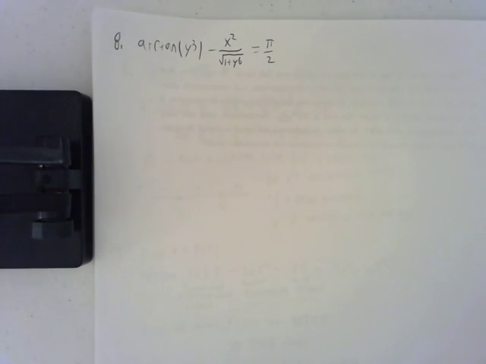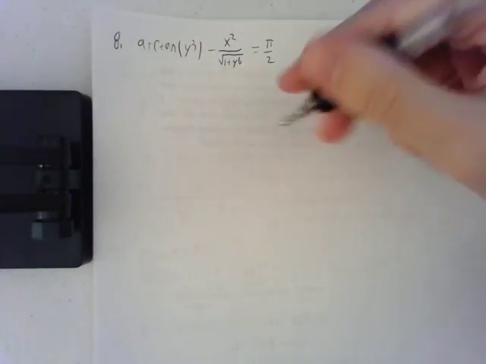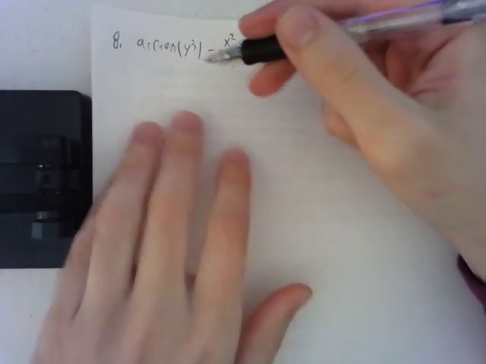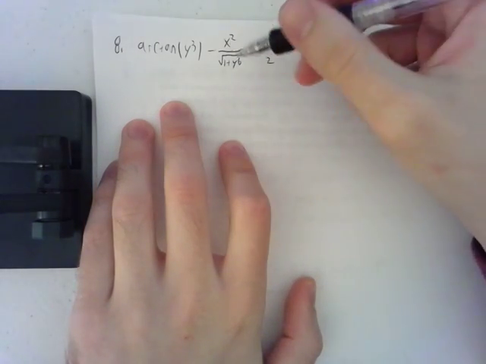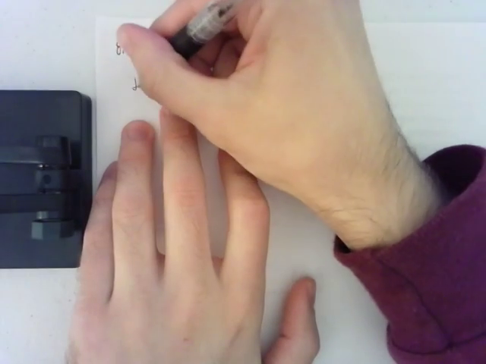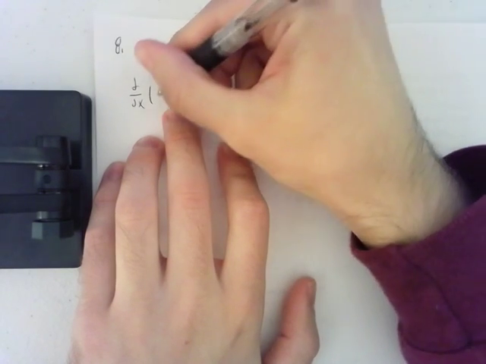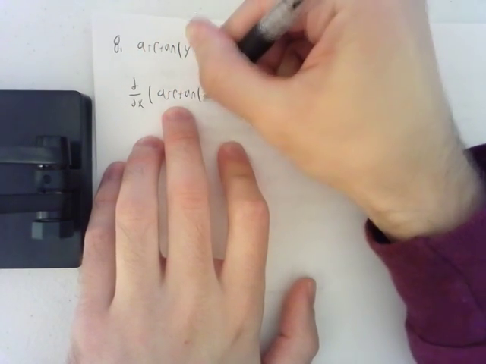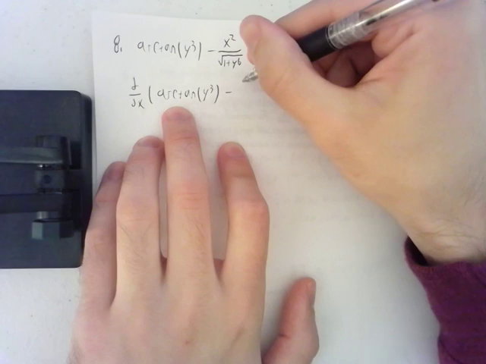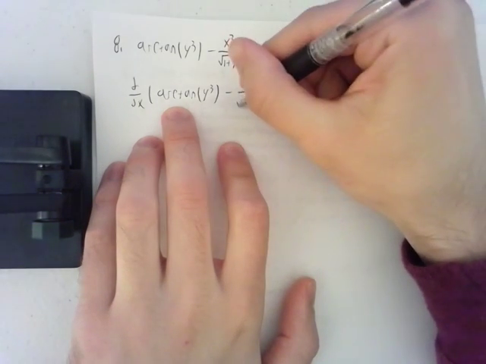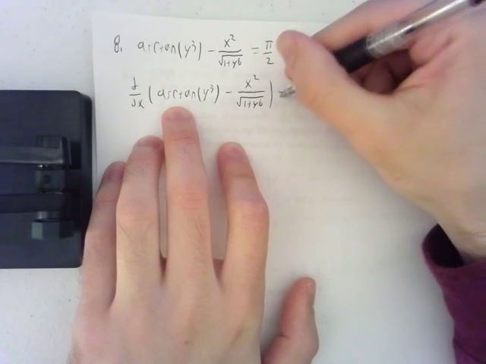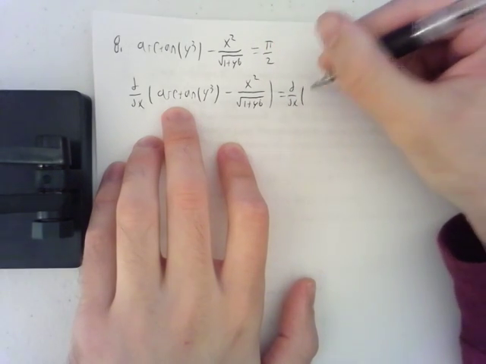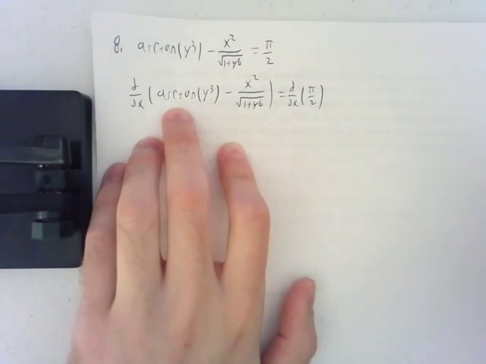Okay, so this is the last problem from the exam. So we have this implicit equation here, and we're asked to find y prime. So we have to take the derivative of both sides of the equation. So the derivative of arctan of y cubed minus x squared over square root 1 plus y to the 6th equals the derivative of pi over 2.